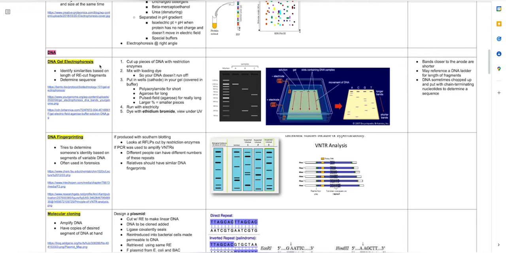Your third step is to put your mixture of loading dye and DNA into the wells in your gel. Your gel is covered in a buffer just like with SDS-PAGE. You'll stick a pipette in and then you can inject it into one of these wells. For your gel, there are different gels you can use for DNA gel electrophoresis. If your strand of DNA is short, then you'll use polyacrylamide like you did for SDS-PAGE.